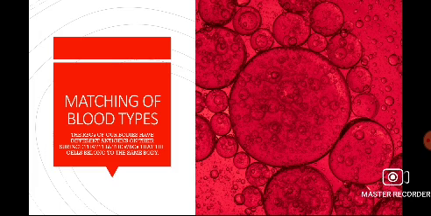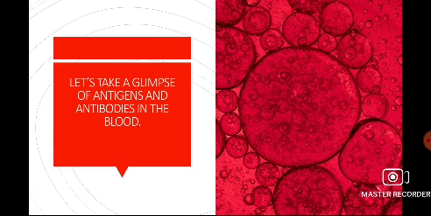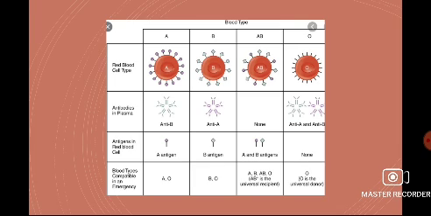Let's learn about matching of blood types. The RBCs of our body have different antigens on their surface that tell WBCs that the cells belong to the same body. So, friends, let's take a glimpse of antigens and antibodies in the blood. This is a table showing us different types of antigens and antibodies present in our blood.